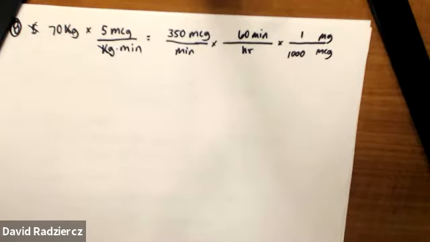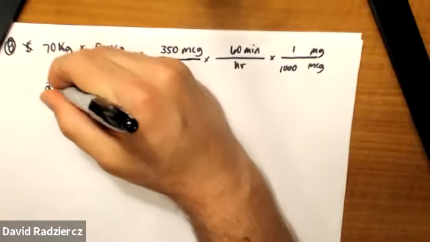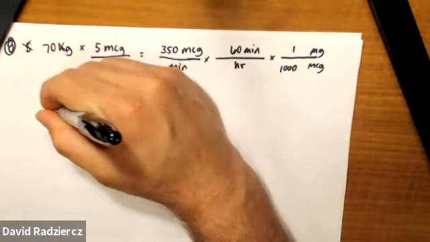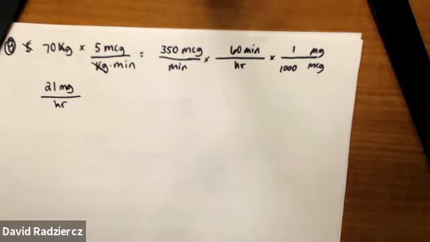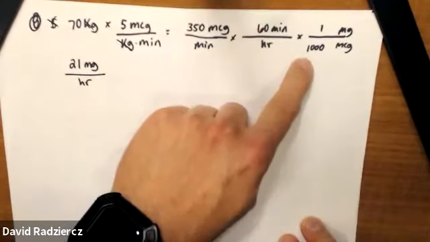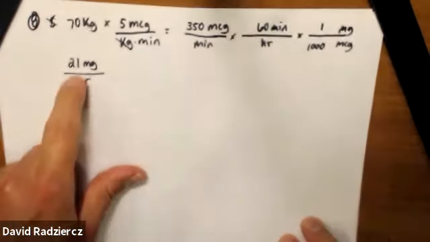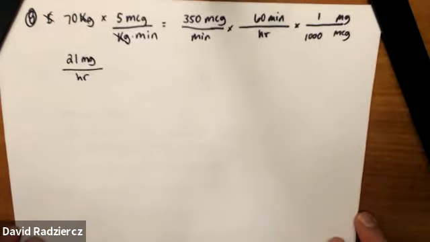Okay. So I'm going to take the 350 times 60, which is 21,000, and then divide by 1,000. And you're going to get 21. So I'm just going to write it down here, 21 milligrams per hour. So when I do 350 times 60 and then divide by 1,000, that's where I get the 21 milligrams per hour.